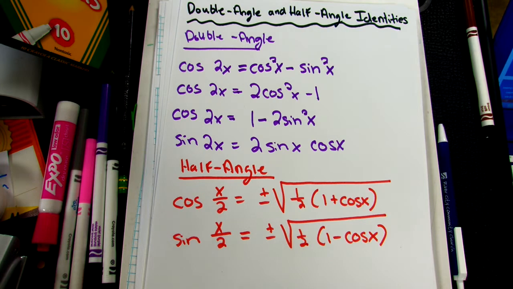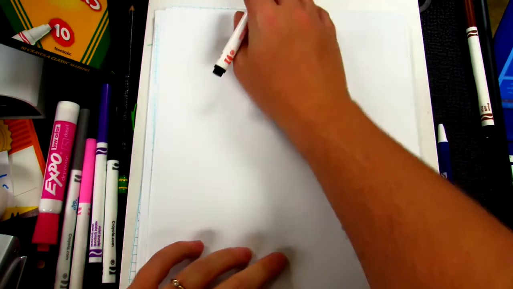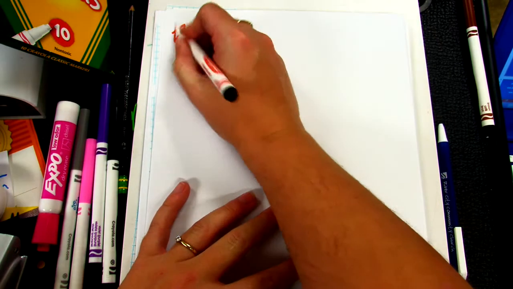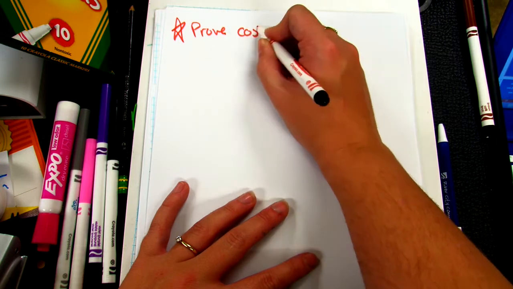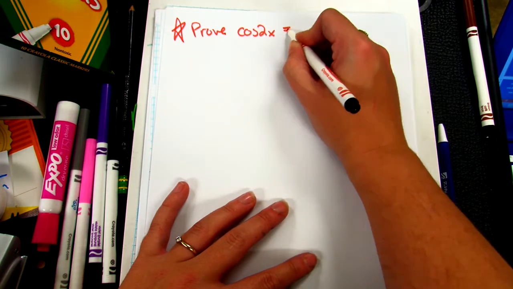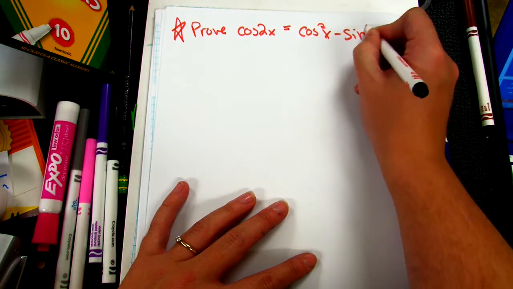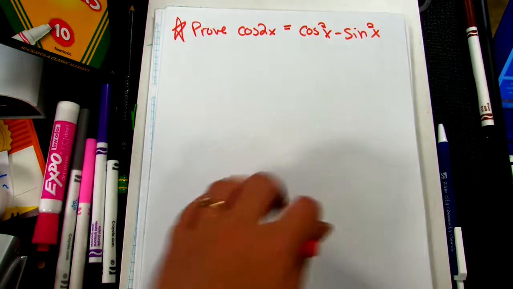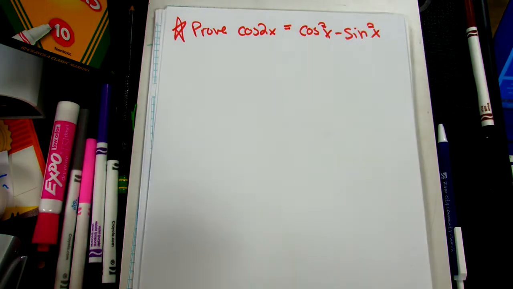Let me go ahead and walk through how we got some of those identities. Let's start with cosine 2x. Remember, we're doing the double angle. Our goal here is to prove that cosine 2x is equal to cosine squared x minus sine squared x, because that was the first double angle identity, so we're going to prove that right now.